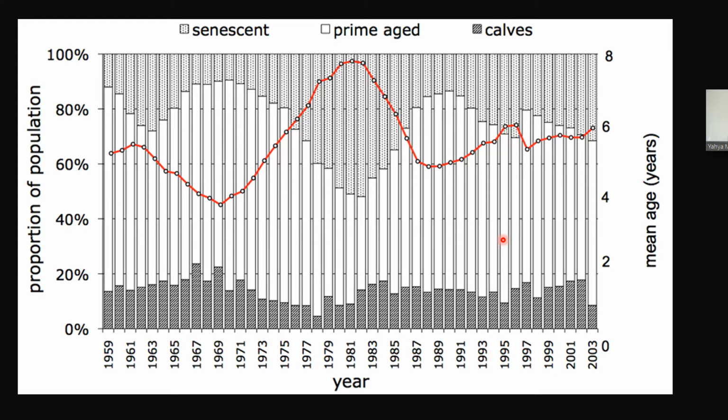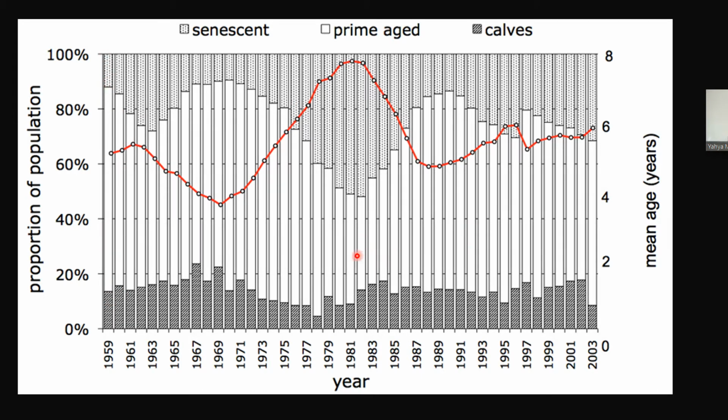So this right over here is showing a whole bunch of years, like 1959, 61, 63, all these years. They're measuring the percentage of the moose population that is senescent, meaning old, prime age, meaning basically young and healthy, and calves, which are very young. So you notice over here, for example in 1959, there's a certain percentage that are calves, the babies. Most are in the prime age, and a few are old.